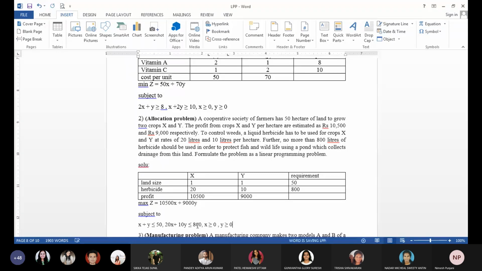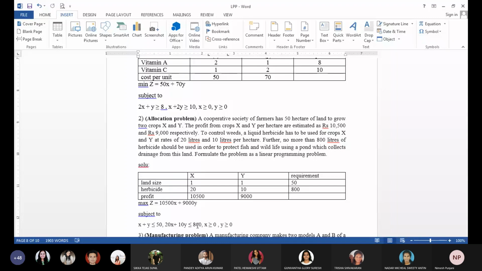This will be the answer. Maximize your objective function, which will be given as 10,500x plus 9,000y, because the profit is given for crop x and crop y. The profit of x is 10,500, of y is 9,000 per hectare. So that will give you the profit, the objective function, subject to x plus y less than or equal to 50.